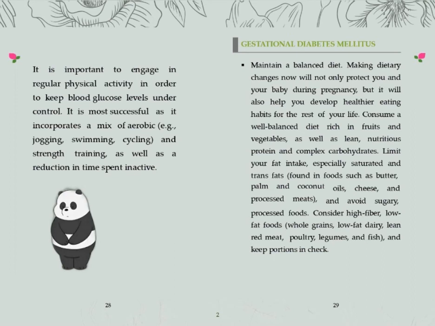It is more successful when it incorporates a mix of aerobic exercise, such as jogging, swimming, and cycling, as well as reducing time spent being sedentary and keeping an active lifestyle.